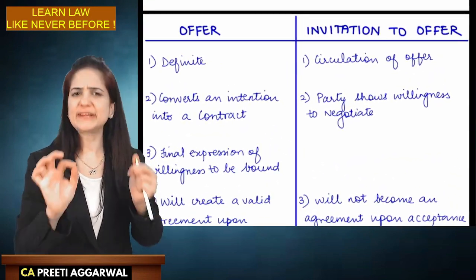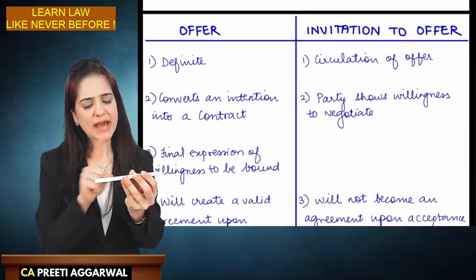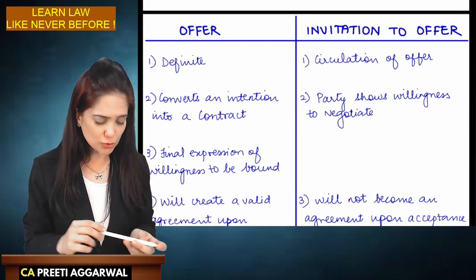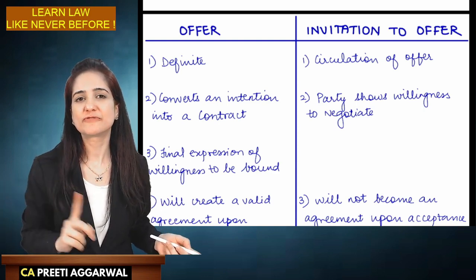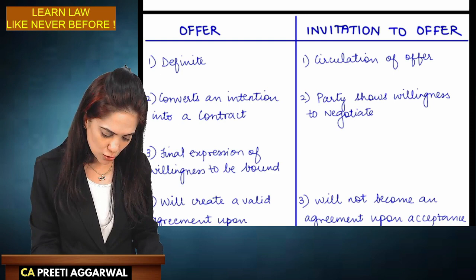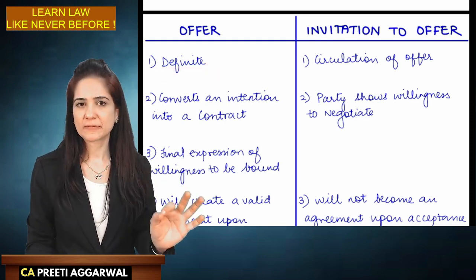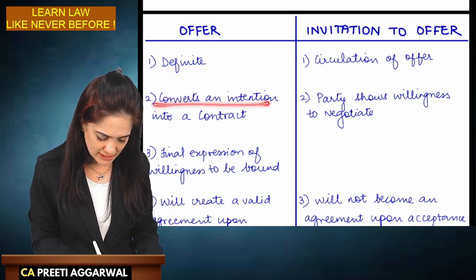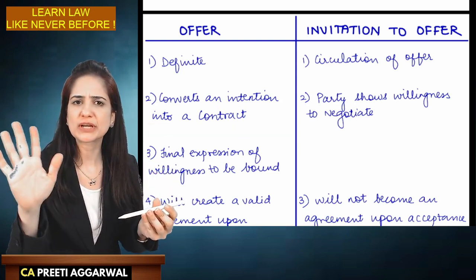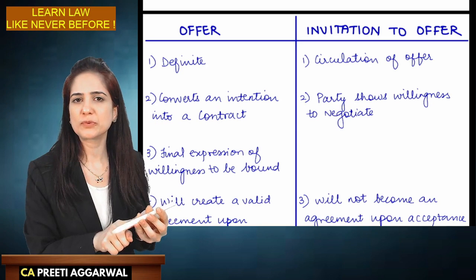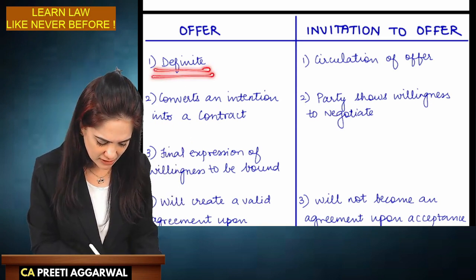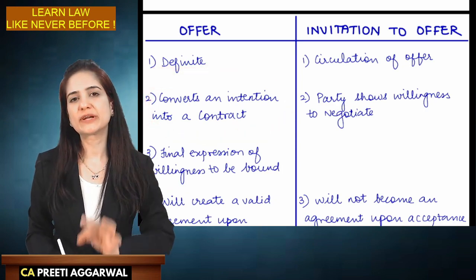Offer is very definite. It can be accepted or rejected immediately. But invitation to offer is just a circulation of offer. In fact, it is inviting an offer from the other person. So offer is very definite. It is capable of converting an intention into a contract. You can either accept or reject it immediately. If you accept it, a contract will be made. If you reject it, a contract will not be made. So it is very definite. It is capable of converting an intention into a contract.